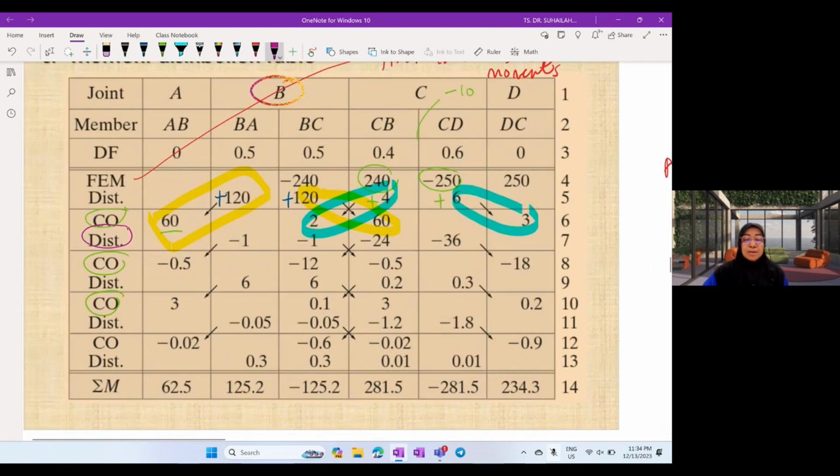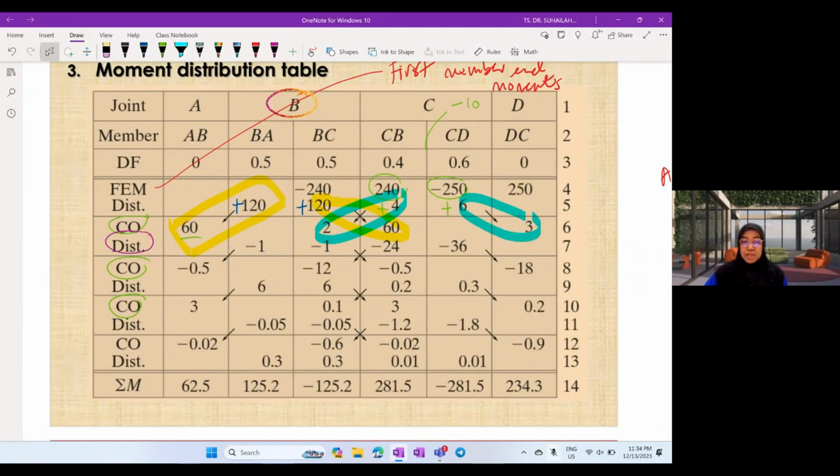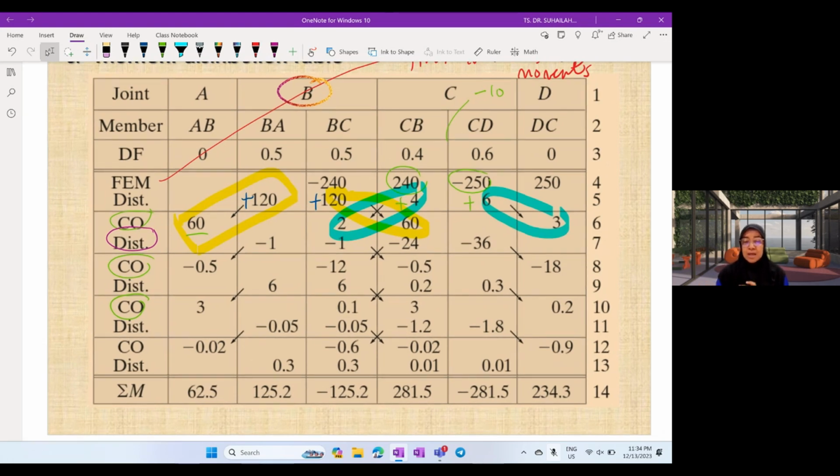Okay, so in this table, we just have to continue, repeat the process again and again and again until the last distribution reaches 0.0. It's just zero actually. Okay, so normally 5 times or 6 times are enough. But one thing to remember here is please, it must be started at distribution, and the last one is also distribution. Stop must be at distribution.